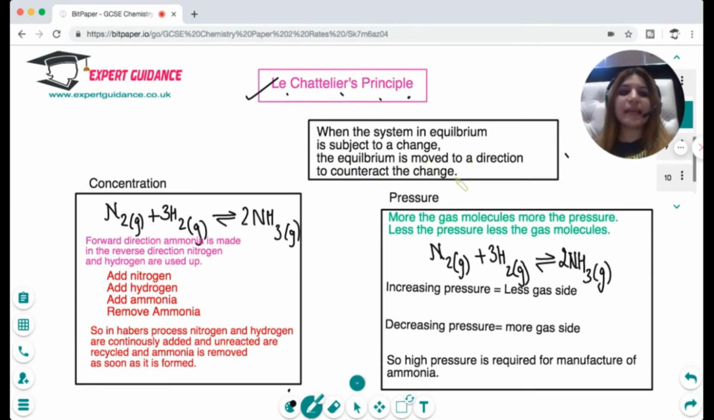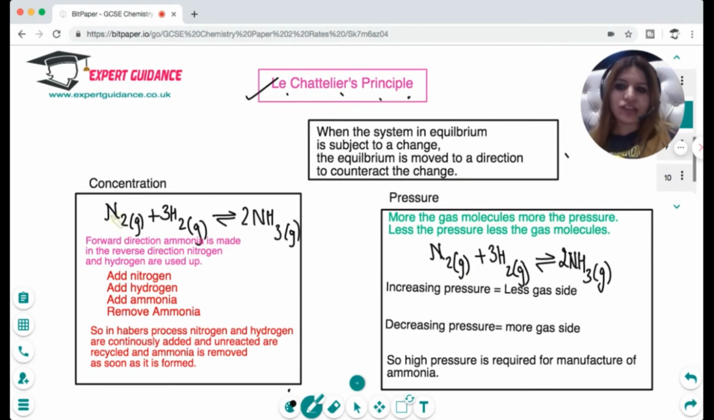Now, what does that mean? For example, you're doing a reaction and you are deliberately increasing a concentration. So the reaction will move in the direction where that particular concentration that you have increased can be decreased. Got it? Confusing. Okay, let's take an example.